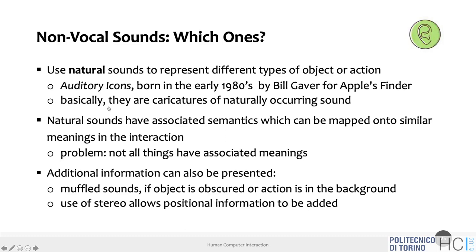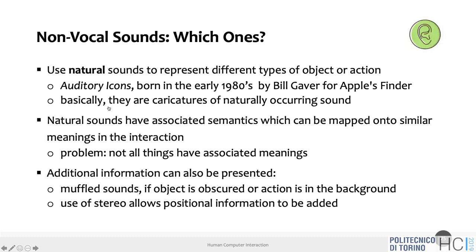So these auditory icons are basically caricatures of natural sounds. And again, this sound has some associated semantics that can be mapped onto a similar meaning in the interaction. So for instance, if you call a number on Skype, often, or in some versions at least, you hear a sound like a phone, a normal, traditional phone that is calling. That is not a natural sound in the sense that it was created by nature, it is artificial, but it is a common sound not related to a computer system. It's the sound that the telephone is making.